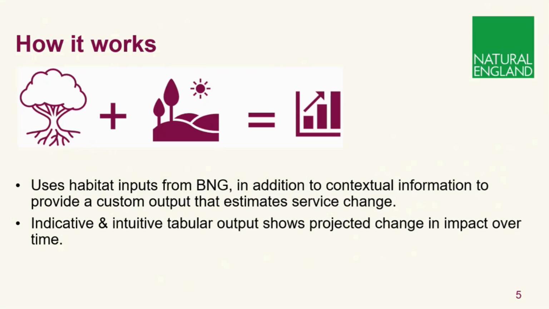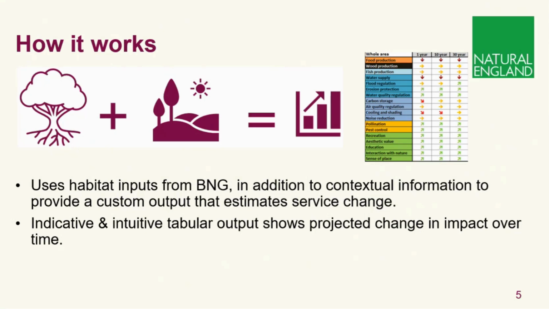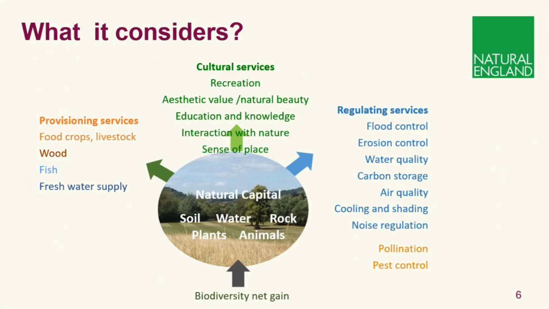So what it does is it synthesizes this information to provide a picture of change or anticipated change over a 30-year time period from that land use change decision, providing an indicative response as seen by these arrows here, showing projected direction of change over that period across those different time slots. And in terms of what it considers, it looks at 18 different ecosystem services.